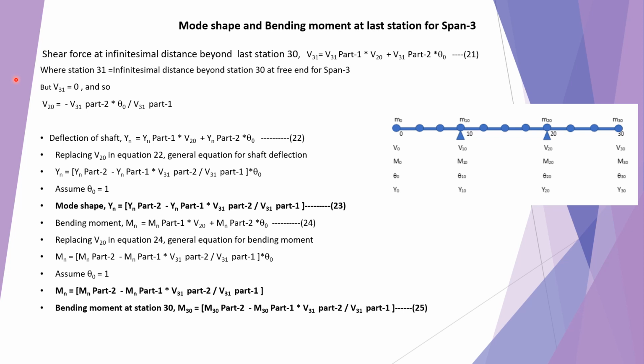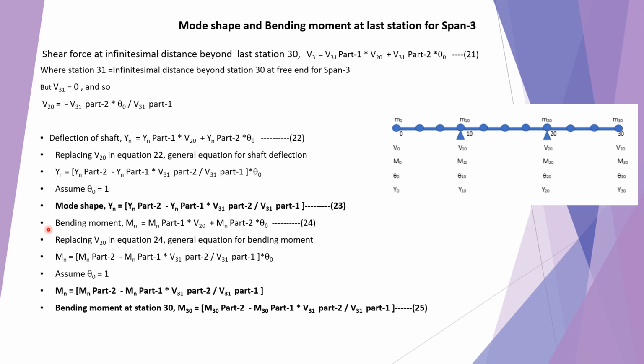So deflection of the shaft Yn is equal to Yn part 1 into V20 plus Yn part 2 into theta 0, equation number 22. Replacing V20 in equation number 22, the general equation of shaft deflection: Yn is equal to bracket start Yn part 2 minus Yn part 1 into V31 part 2 upon V31 part 1 bracket close into theta 0. Assume theta 0 is 1. So the mode shape for span number 3: Yn is equal to Yn part 2 minus Yn part 1 into V31 part 2 upon V31 part 1, equation number 23.